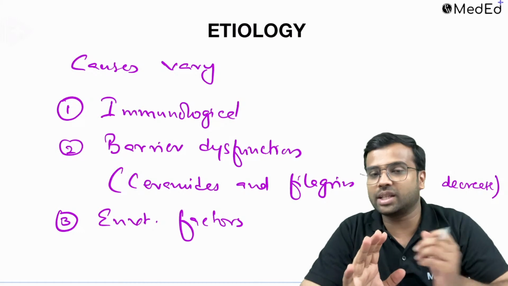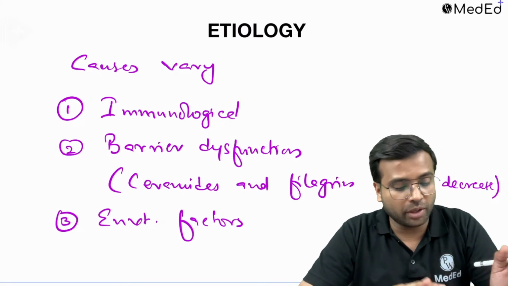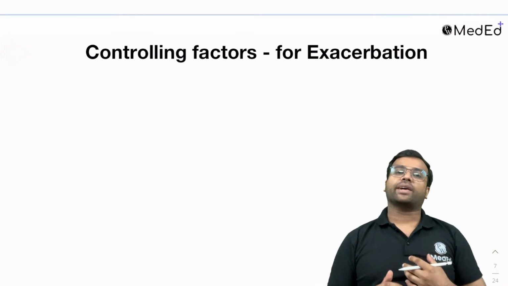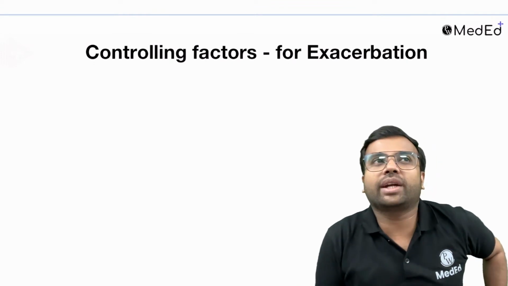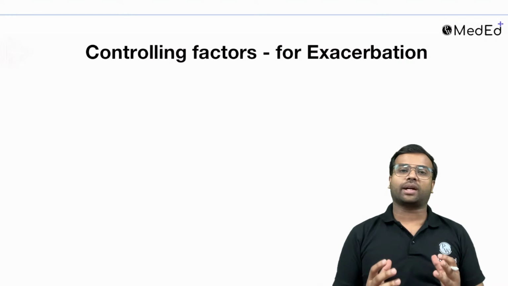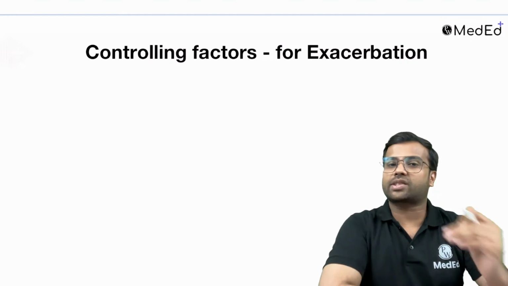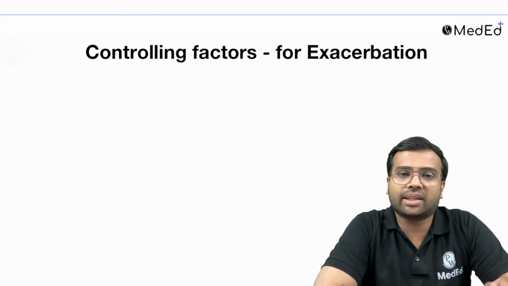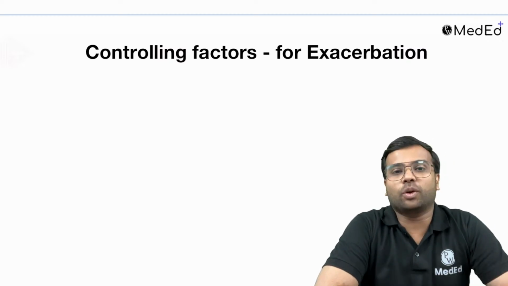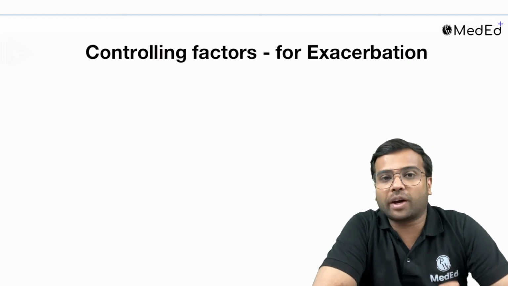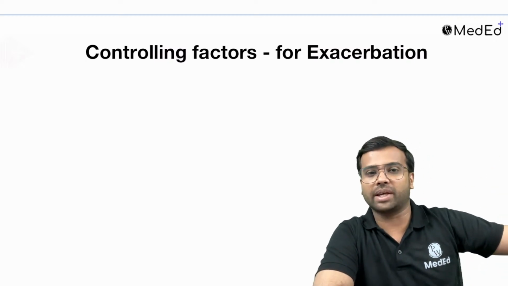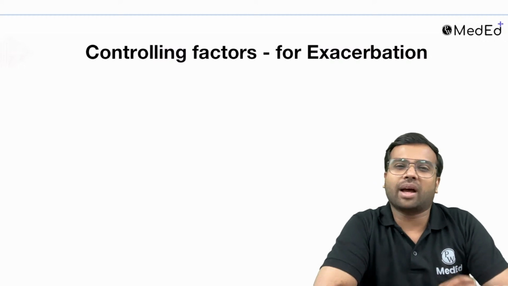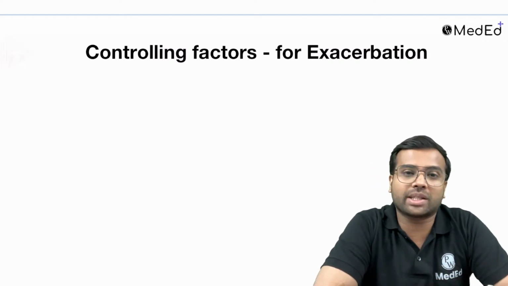So I hope that these things are clear for you. Now coming to the next one. What are the controlling factors for exacerbation? Every time you get a patient of atopic dermatitis, what is the complaint? They are extremely disappointed with their skin. They complain that, see doctor, whatever I do, if there is a change of environment, like I go for a tour to some place where there is a change in temperature, I start getting uneasiness over my skin.